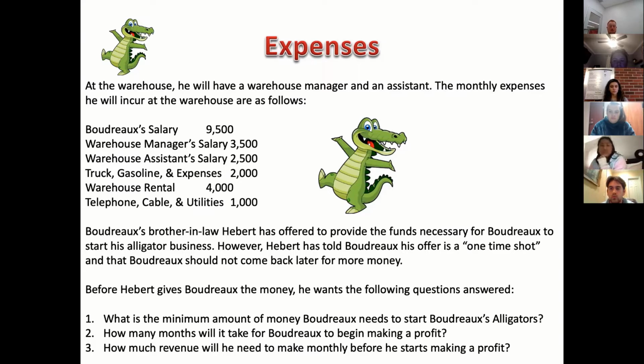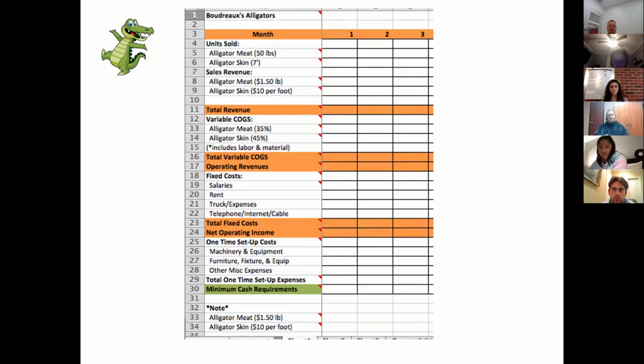So here are the problems that Boudreaux has. How much money does he need to get started? When's he going to make a profit? And how much revenue will he need to lease us? How many units will he have to sell, and how much profit will we have to make? This is what the pro forma looks like.